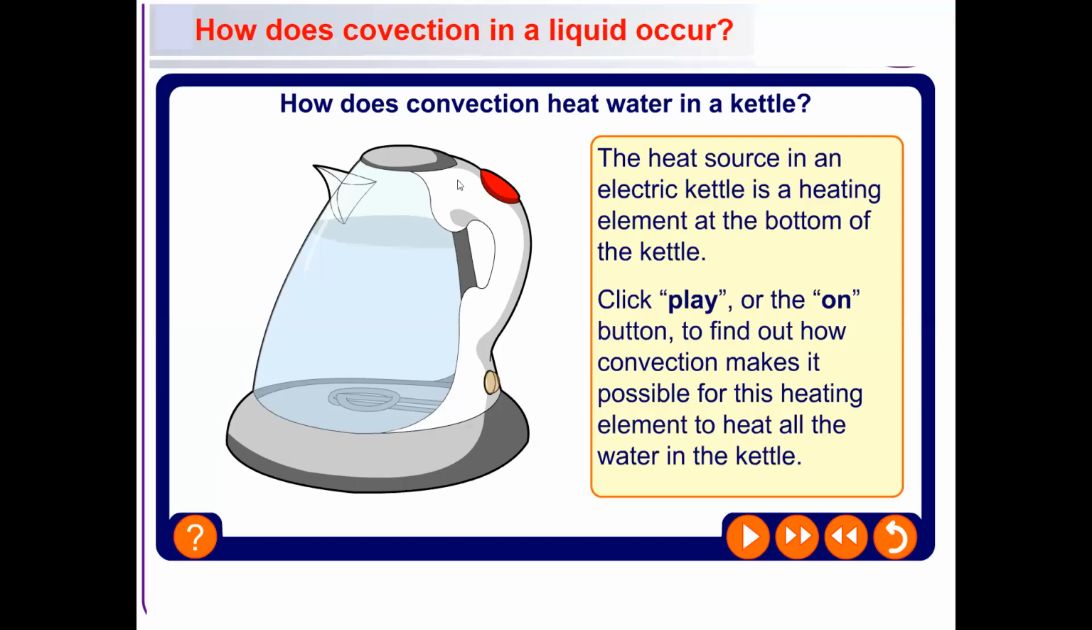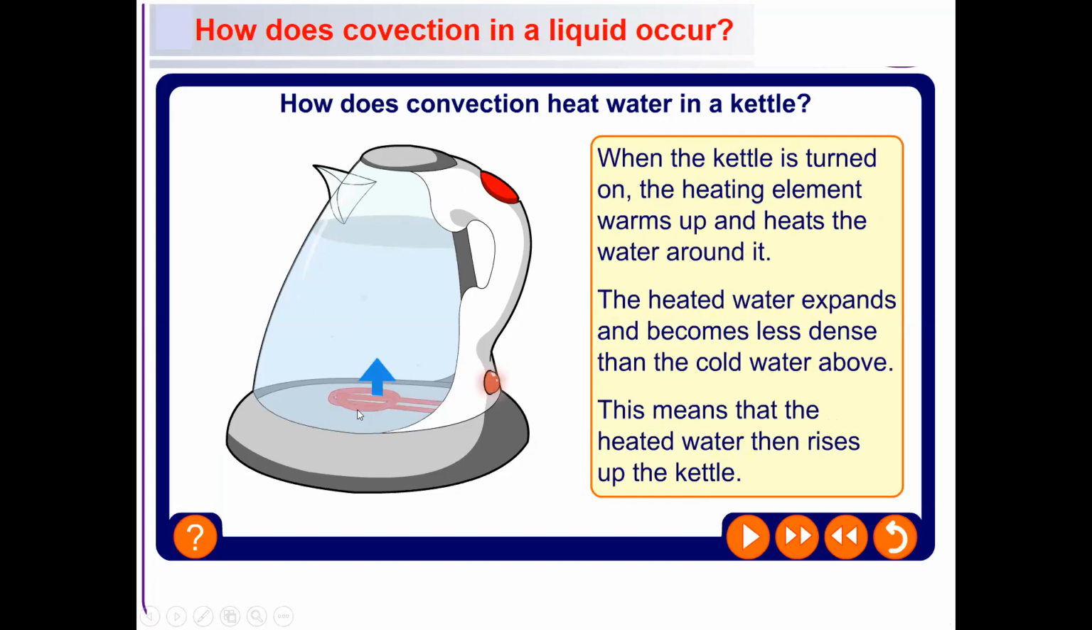So first of all, let's have a look at how convection occurs in liquids. Let's take an example of water here. If you look at this example, there is a heat source, or heating element, at the bottom of the kettle. As we turn on the kettle, the heating element at the bottom warms the water. As the water is heated, it expands and becomes less dense, and as it becomes less dense, it rises up.